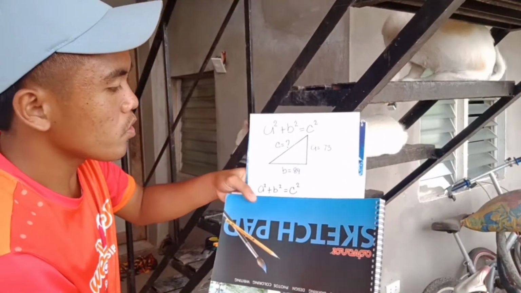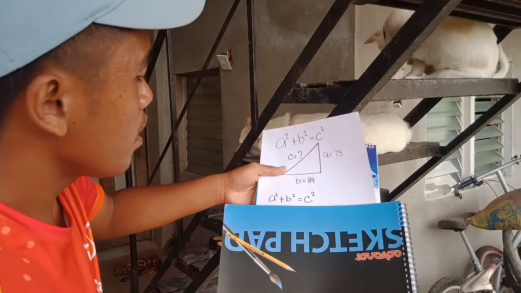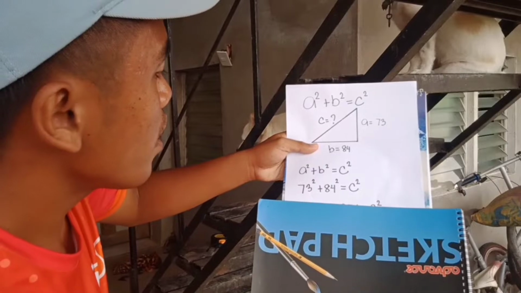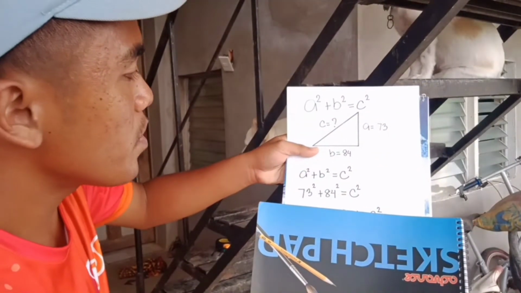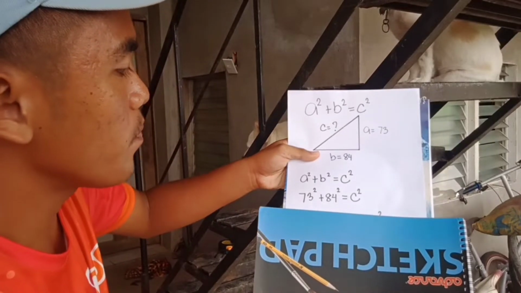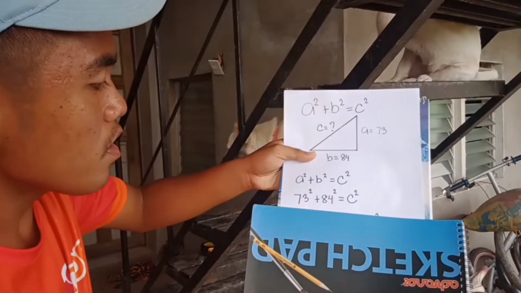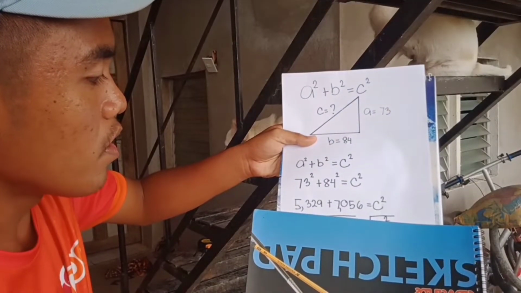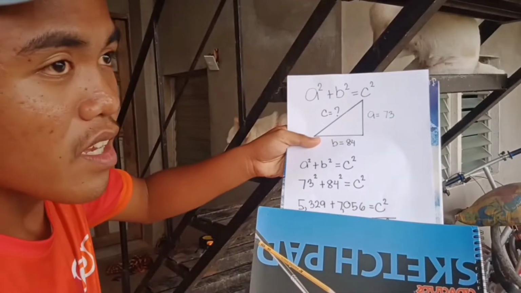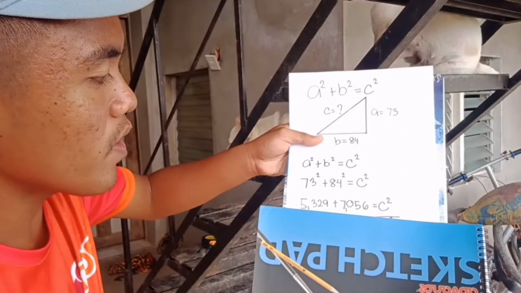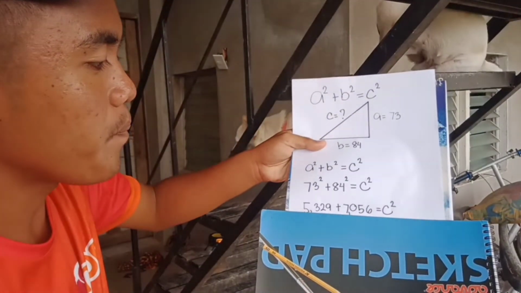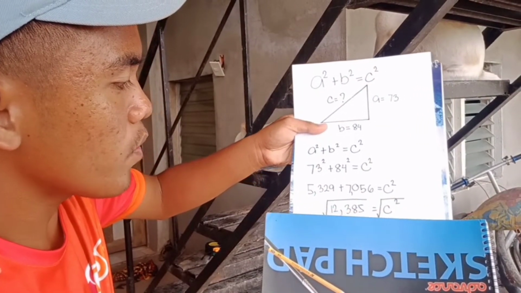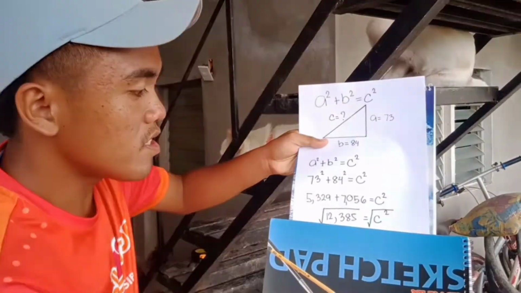And next, we need to rewrite the formula, bro. A squared plus B squared equals C squared. Then we rewrite the numbers. A squared is equal to 73 squared, and B squared is equal to 84 squared, equals C squared. Then 73 squared, bro, is equal to 73 times 73, and it is equal to 5,329. And 84 squared is equal to 84 times 84, and it is equal to 7,056, equals C squared. Then we add 5,329 plus 7,056, bro. It is equal to 12,385, equals C squared.